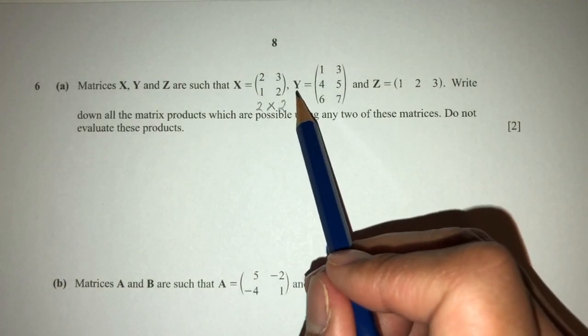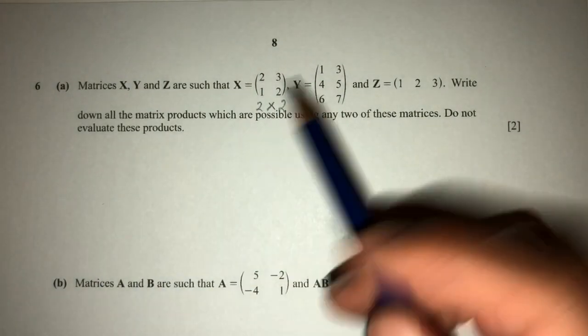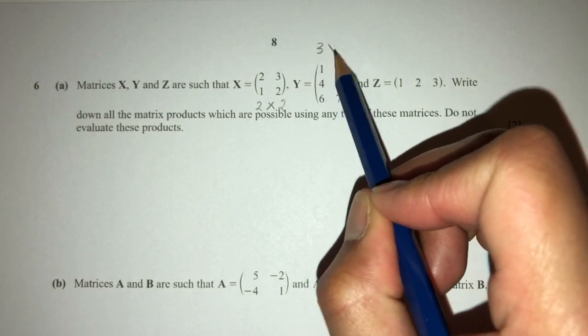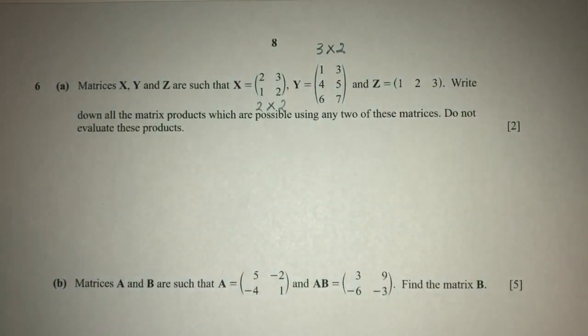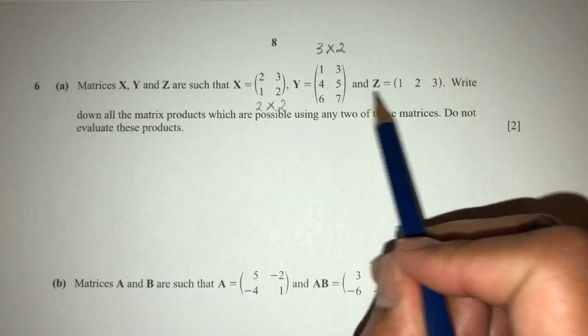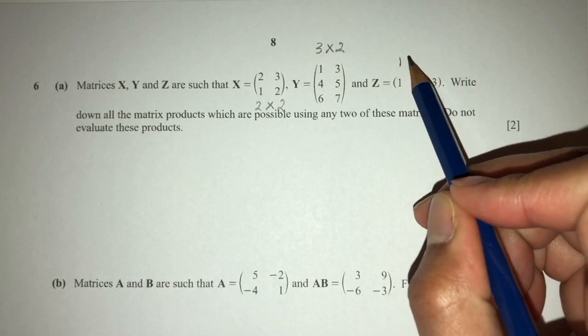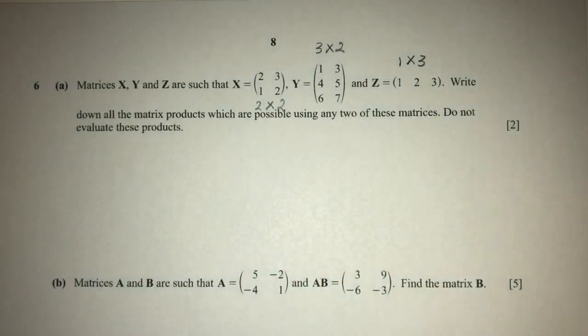Same way, what is matrix Y? What is the dimension of matrix Y? We have 1, 2, 3 rows, so 3 by 2 because we have 2 columns. So Y is a 3 by 2 matrix. And for Z, we have 1 row and 3 columns, so it will be a 1 by 3 matrix. Okay, so these are the dimensions of those matrices.